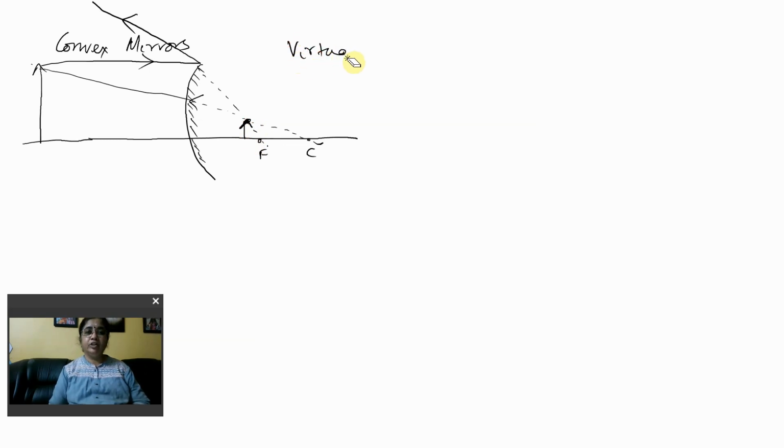Why is my image virtual? I have got it by projecting. My image is formed behind the mirror. What is my second one? My image is erect. And my image is diminished. These are the properties. Now, second case.